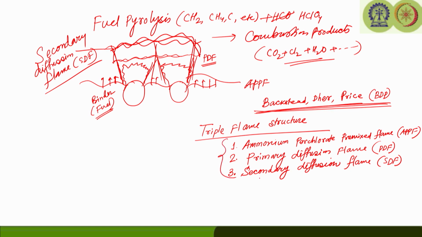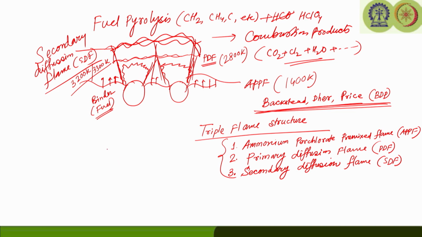So, this is the main triple flame structure of this model proposed by Beckstead, Derr and Price, that advocates the triple flame structure, which consists of the ammonium perchlorate premix flame, the primary diffusion flame and the secondary diffusion flame. The typical temperature at the end of the premix flame is around 1400 Kelvin. Typical flame temperature around 2800 Kelvin, the primary diffusion flame forms, and the temperature at the final diffusion flame or the secondary diffusion flame may be around 3200 or 3300 Kelvin. Now, that is the temperature that is going to provide the heat to the regression surface.